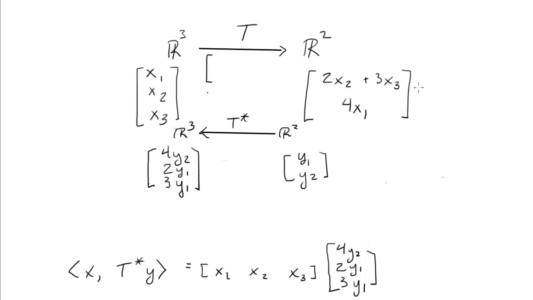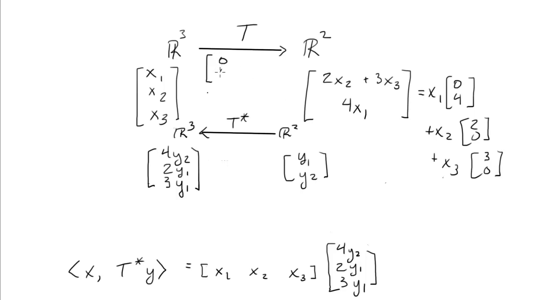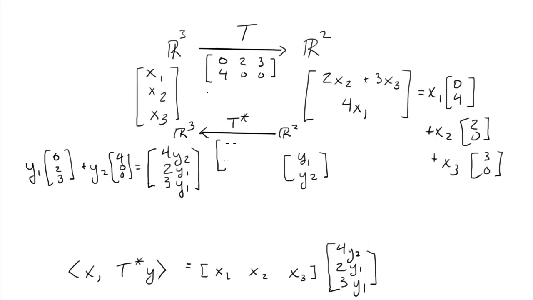So to get the matrix representations, I need to break it down in terms of the basis vectors. X1, X2, and X3 are scaling the standard basis elements, so where they go to are the columns of the matrix. And the same is true for the adjoint. I break it down into Y1 and Y2, which are scaling the first and second basis vectors, so those become the first and second column of my matrix. With complex numbers, the complex conjugate is the same example.